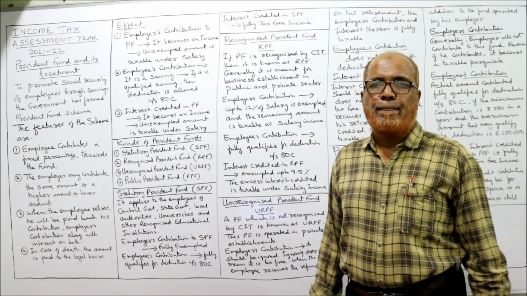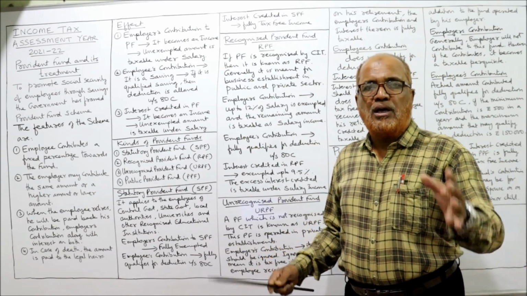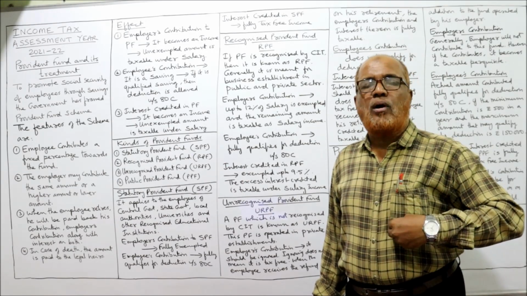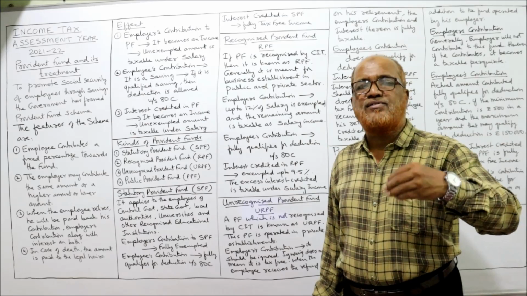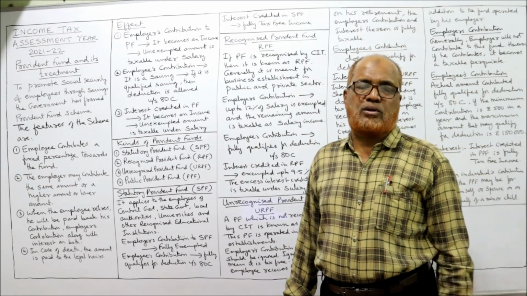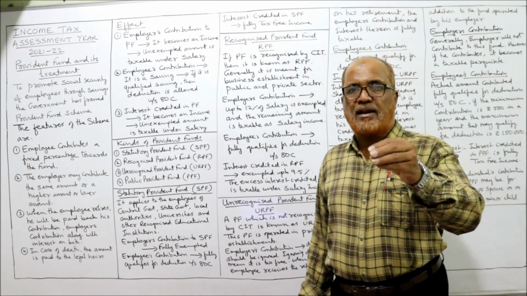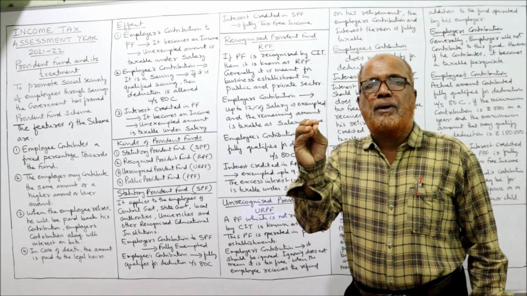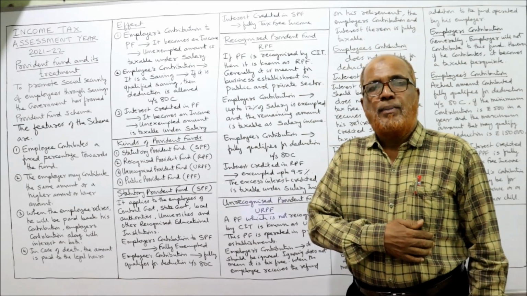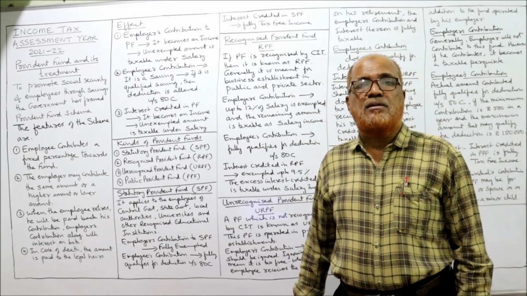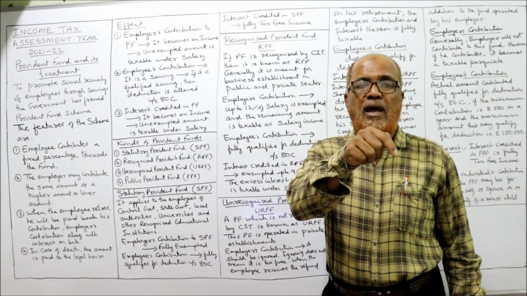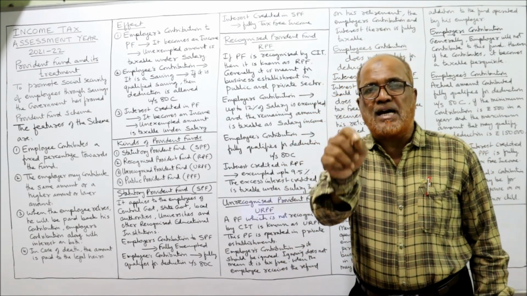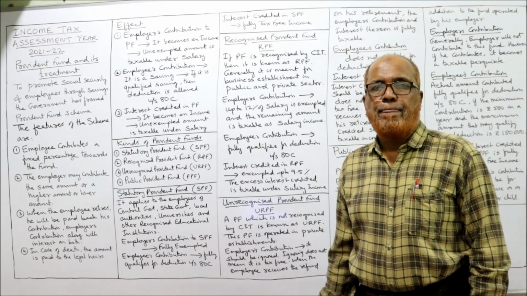Suppose you are the employee of a business organization in which RPF is applied. The employer contributes 15% of salary in your RPF account. The Income Tax Act says up to 12% is exempted. But the employer is contributing 15%, so 3% more. That 3% of salary is taxable in your hands.